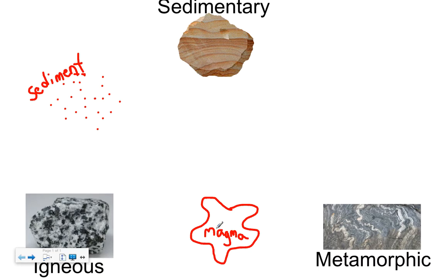Well, magma can only form through one process, and that process is, you guessed it, melting. So we need to draw an arrow from metamorphic, from igneous, and even from sedimentary. And you need to label all of those arrows melting.